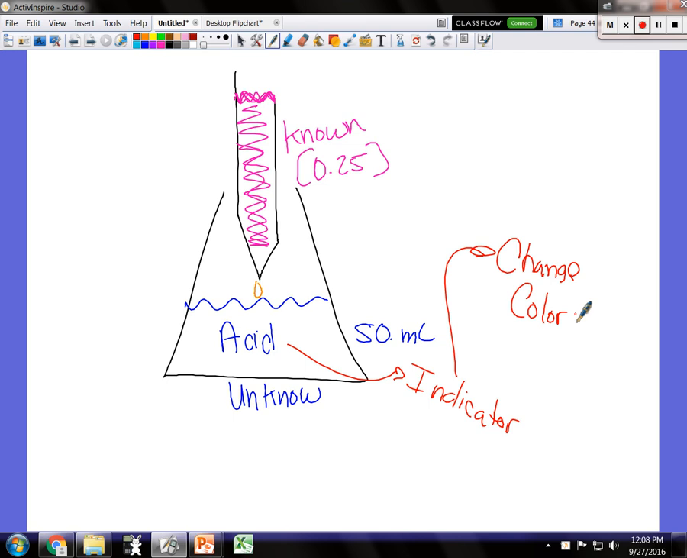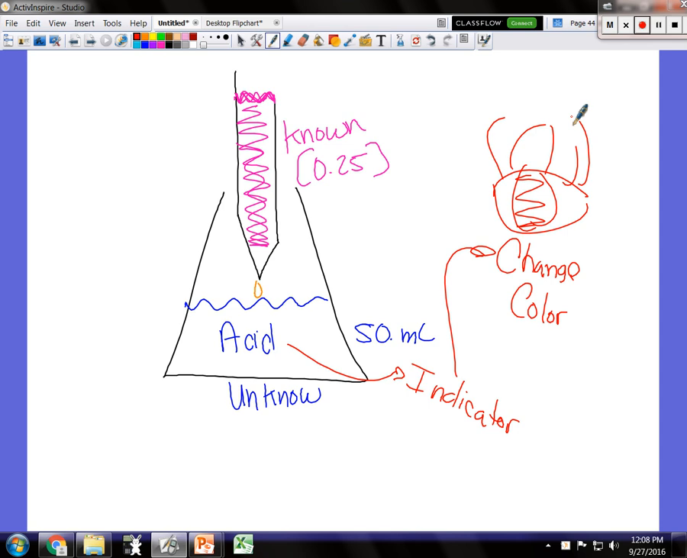So visibly, I have to have the indicator or I could not physically tell. Will the same thing still happen? Yeah, but again, what's the purpose of the indicator? So your eyeballs, so you can see. As soon as we get a definitive color change, you've reached your equivalence point.